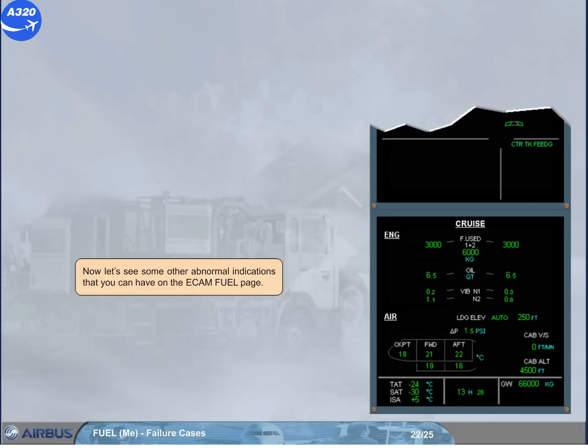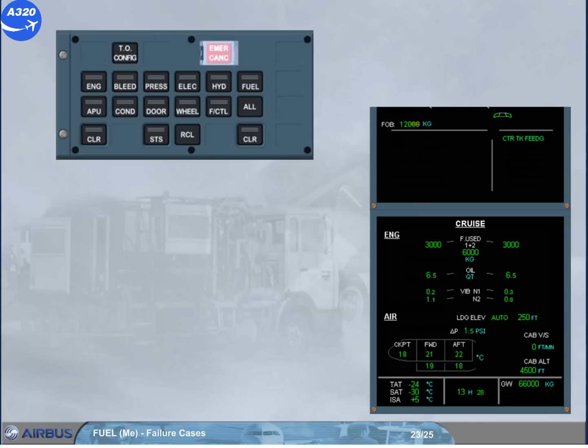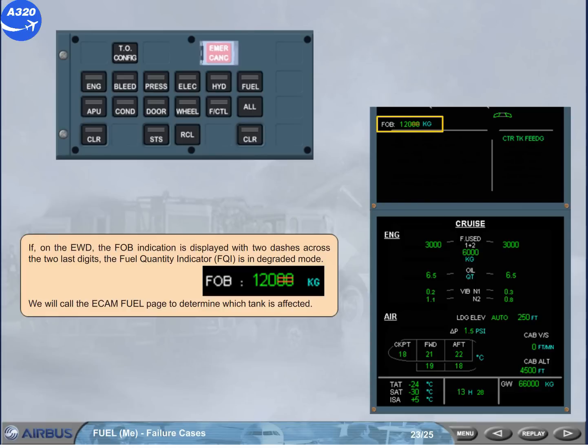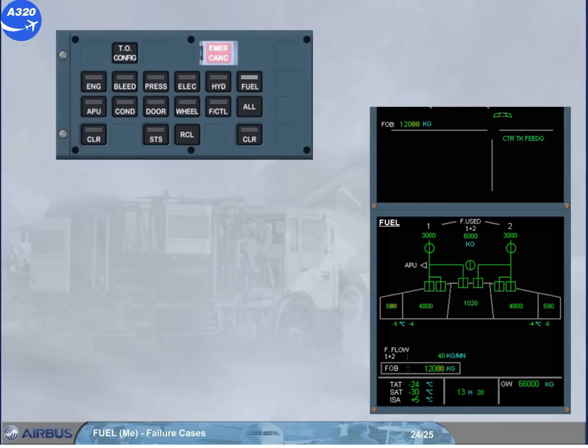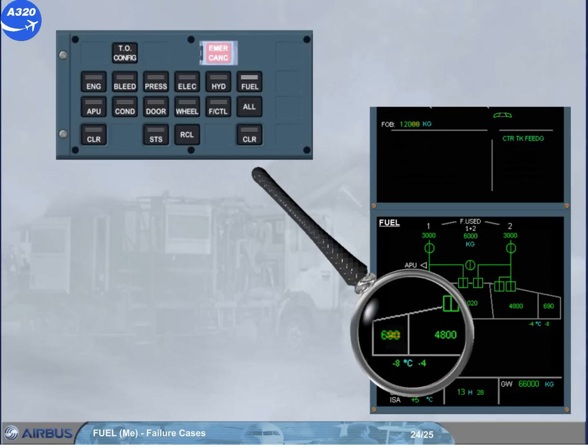Now let's see some other abnormal indications that you can have on the ECAM fuel page. If, on the engine warning display, the fuel onboard indication is displayed with two dashes across the two last digits, the fuel quantity indicator is in degraded mode. We will call the ECAM fuel page to determine which tank is affected. The ECAM fuel page is displayed. You can see that the affected tank is the left outer tank. The two amber dashes indicate a loss of accuracy of the indicated fuel quantity.